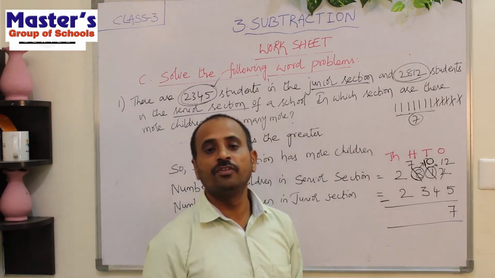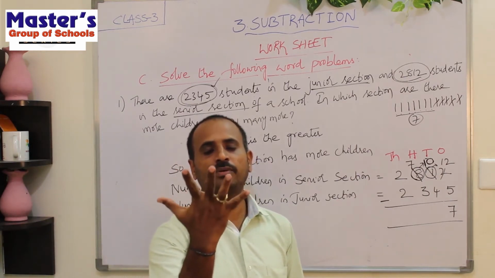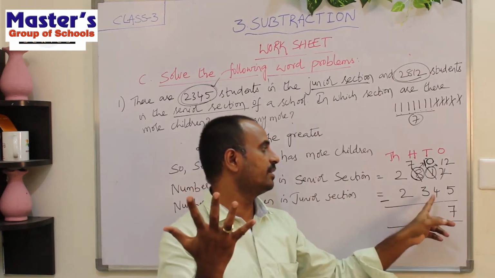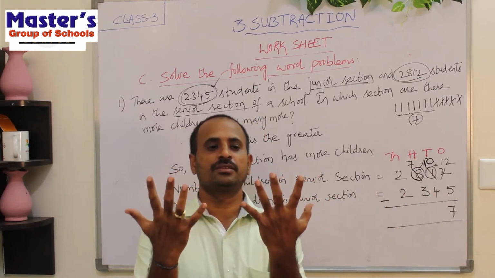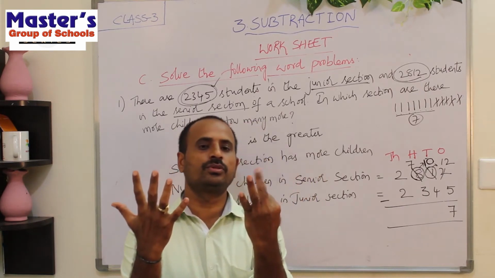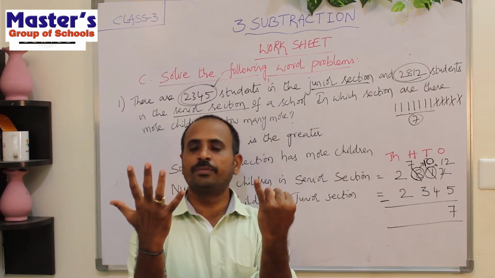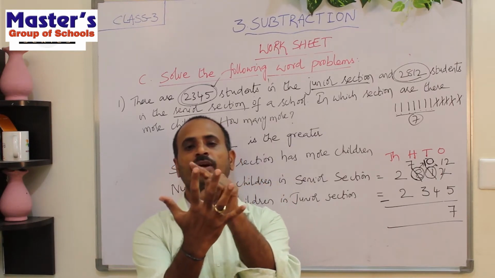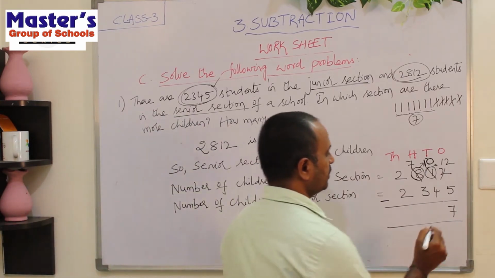Open 10 fingers of your hand, that is 1, 2, 3, 4, 5, 6, 7, 8, 9, 10. What is the second number under the tens place? 4. Close 4 fingers among these 10 fingers. 1, 2, 3, 4. Children, I have closed 4 fingers. Count the remaining fingers, how many are there? 1, 2, 3, 4, 5, 6. There are 6 remaining fingers, so write 6 here.